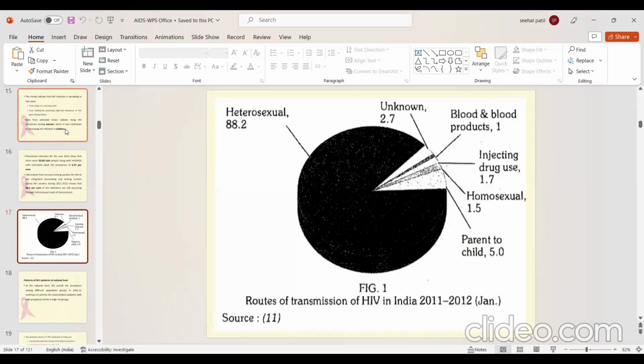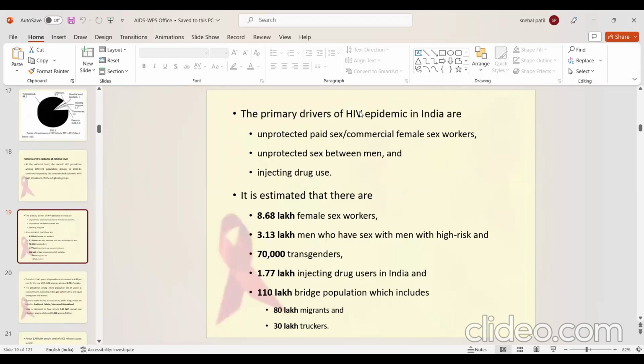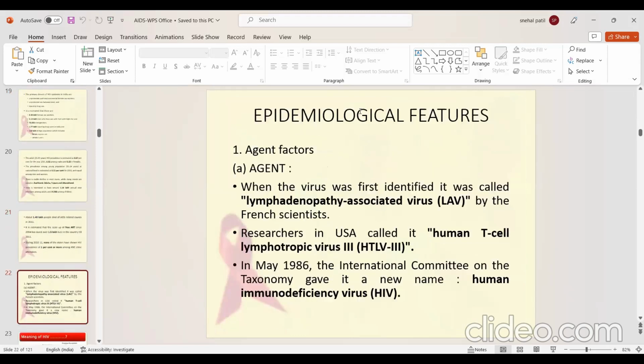These are the routes of transmission of HIV in India as per 2011-12. In that, 88.2% are heterosexual, 2.7% are unknown, 1% blood and blood products, 1.7% are injecting drug users, 1.5% are homosexual, 5% are parent to child. So maximum cases are due to heterosexual contact, 88.2%. And this we have already seen.